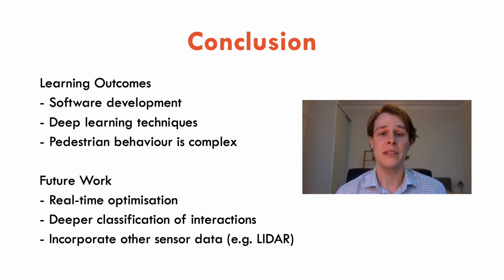Furthermore, implementing a deeper classification of interactions would enhance the contextual information that is generated. A final recommendation would be to incorporate data from additional sensors such as LiDAR to add dimensionality to the results. Ultimately, it's important to ensure that autonomous vehicles are able to interpret as much useful information as possible so that they can act in a safe and efficient manner.